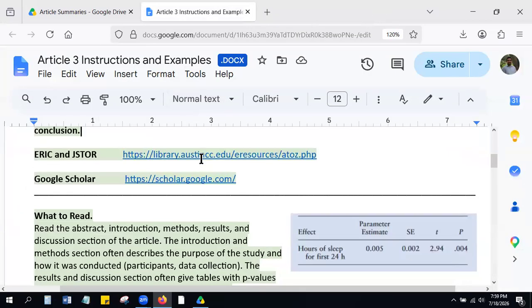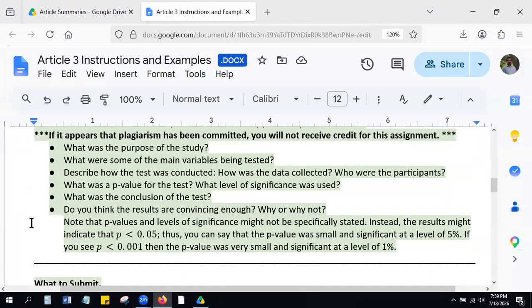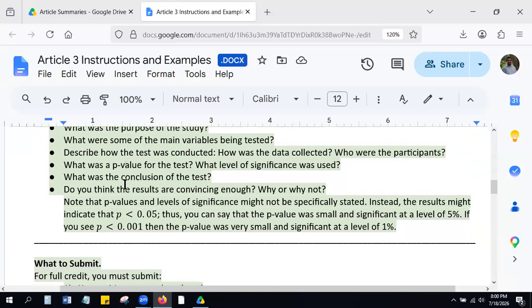Now, what I did do is include down here what you want to make sure that you include in your paragraph. What was the purpose of the study? What were the variables? What was being tested? How did they do the study? What was the p value? What was the level of significance? What was their conclusion? And then also one closing statement about, did they convince you? Did you feel that the study was done in such a way that the conclusions make you believe, oh yeah, they convinced me that the results are legit, or solid.